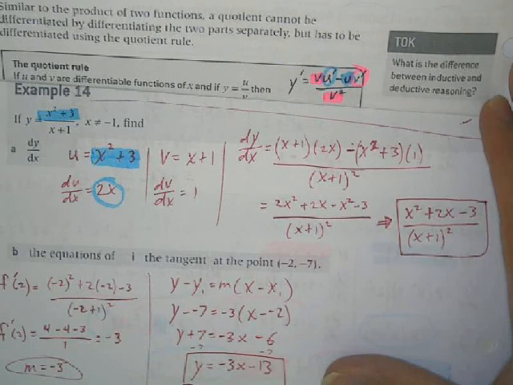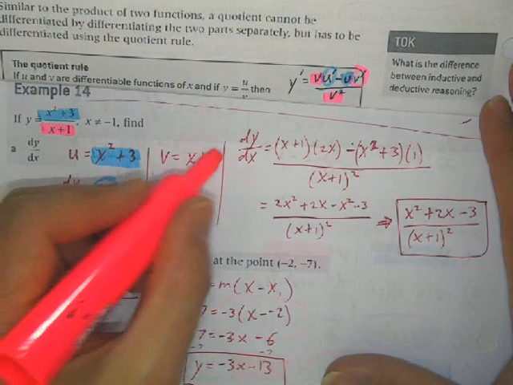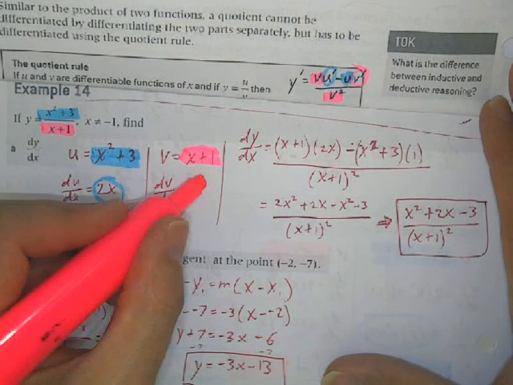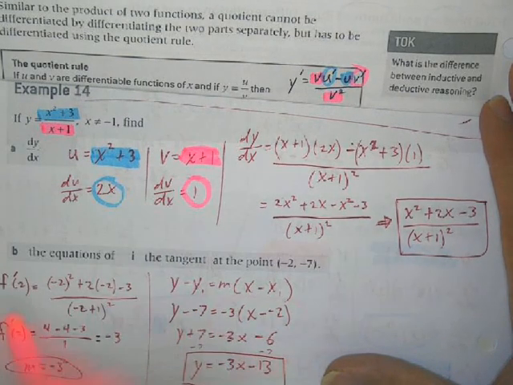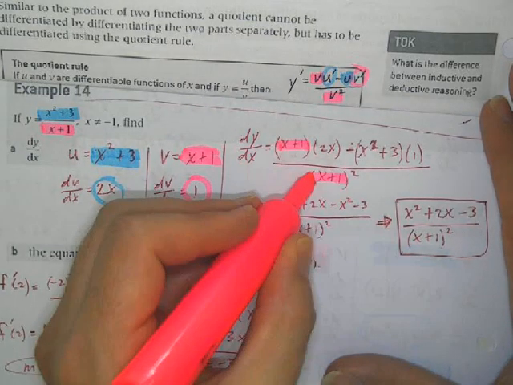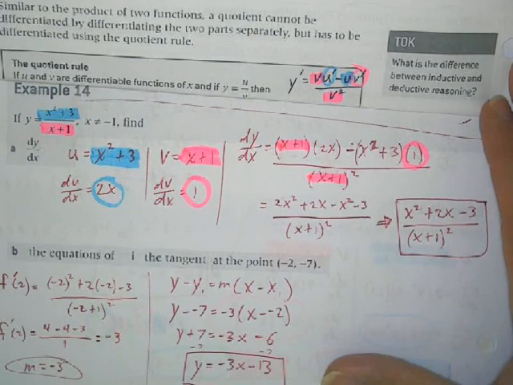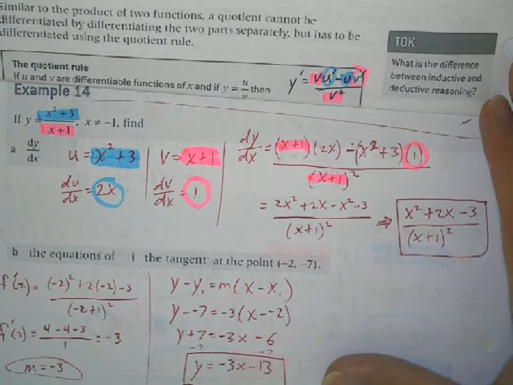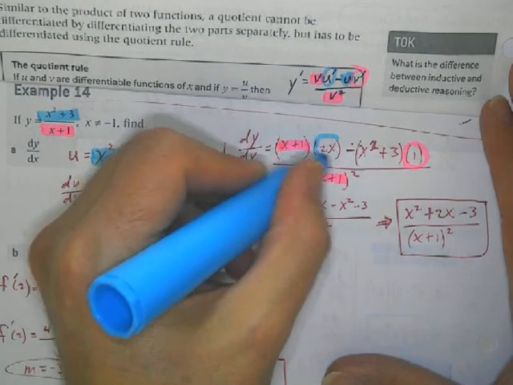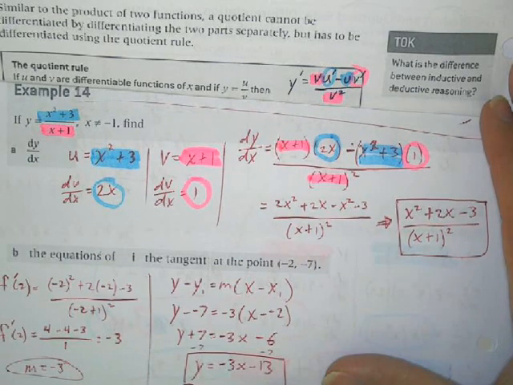V is my denominator, which is x plus 1. And my derivative of that is 1. So using this formula, we've got v and the derivative of v and the derivative of u minus u.